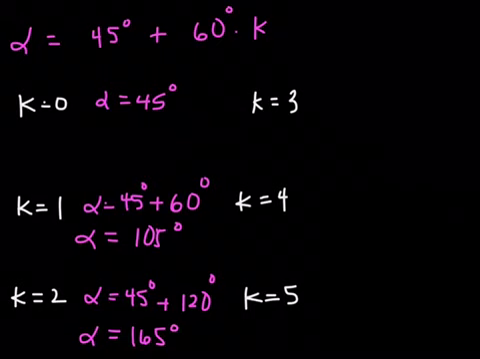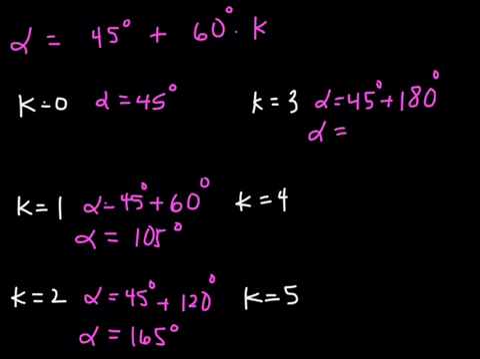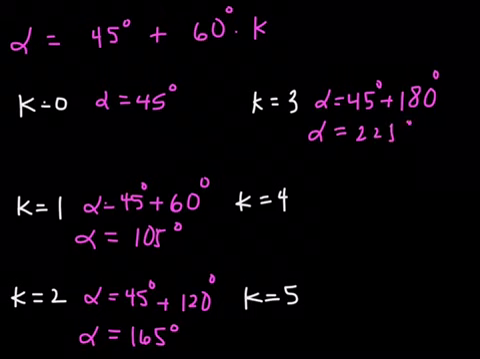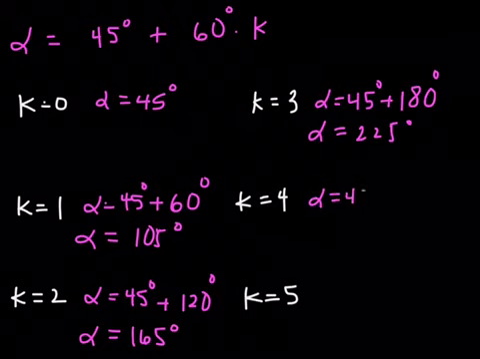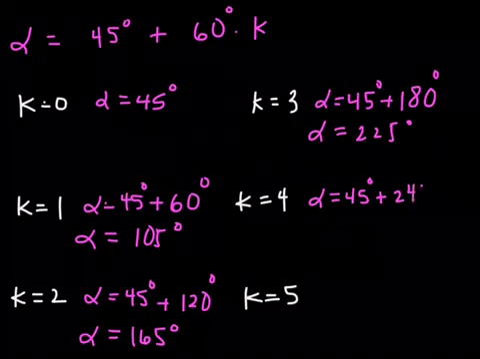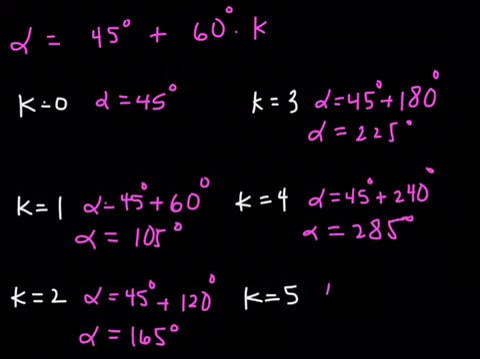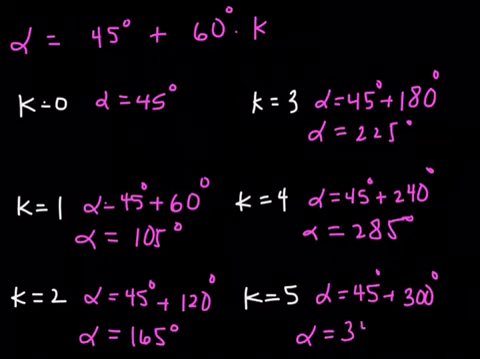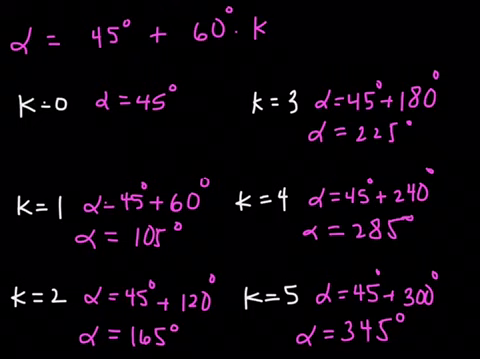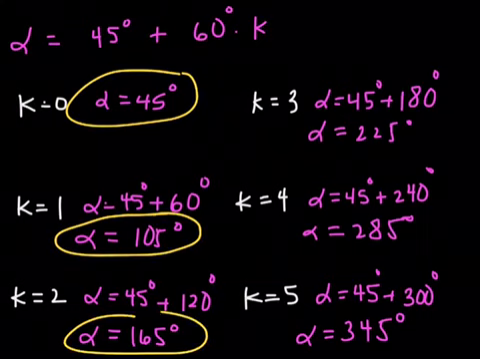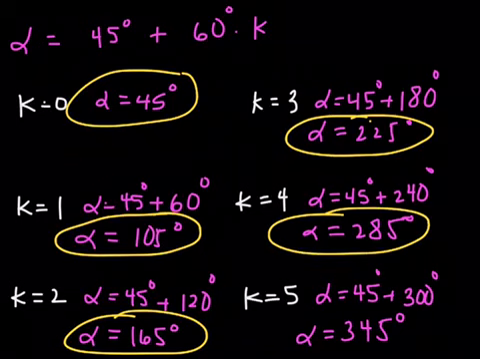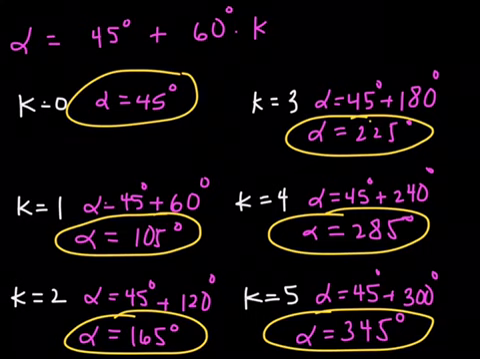Keep going. When k is 3, alpha is 45 degrees plus 180 degrees, which is 225 degrees. When k is 4, alpha is 45 degrees plus 240 degrees, which means alpha is 285 degrees. Finally, when k is 5, alpha is 45 degrees plus 300 degrees, which means alpha is 345 degrees. You found all of the arguments of your six sixth roots. There's one argument, another, and another. Do you remember what the modulus or the absolute value of your six sixth roots are?